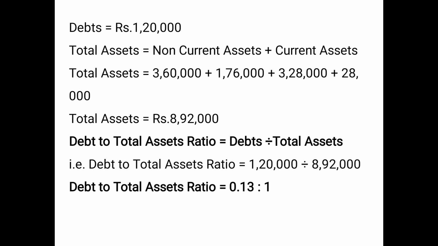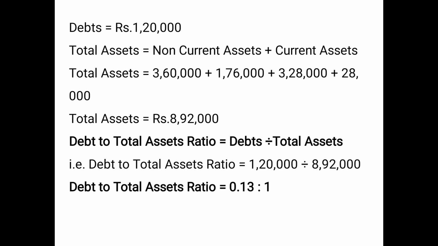Next you have to calculate the debt to total asset ratio. Now debt, you know, here is 1,20,000. The formula for debt to total asset ratio is debt upon total asset. So debt you already know, from the first point itself, 1,20,000. Total asset is not given to you clearly, so you will calculate it.